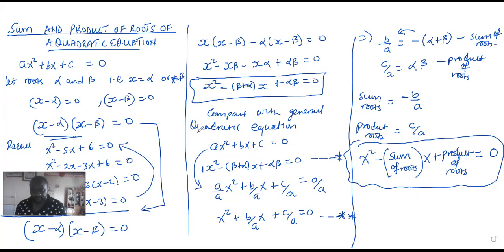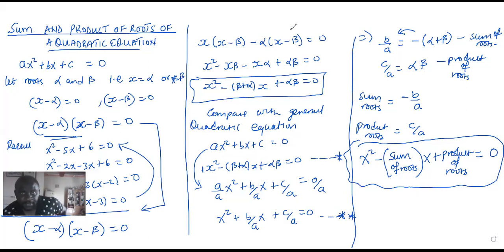Okay, teacher, my question is on this part where you said b over a is equal to negative alpha plus beta. I don't get why the negative is coming in. The lower one I understand, but is it a must that the negative has to be there?